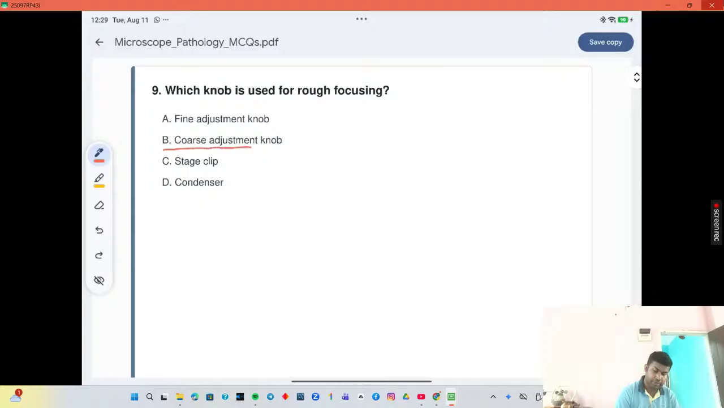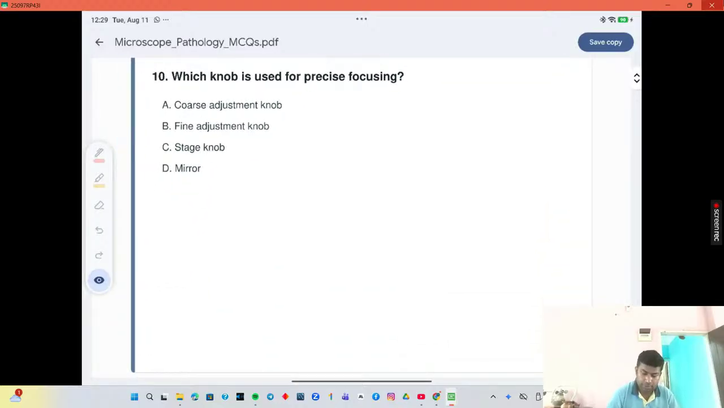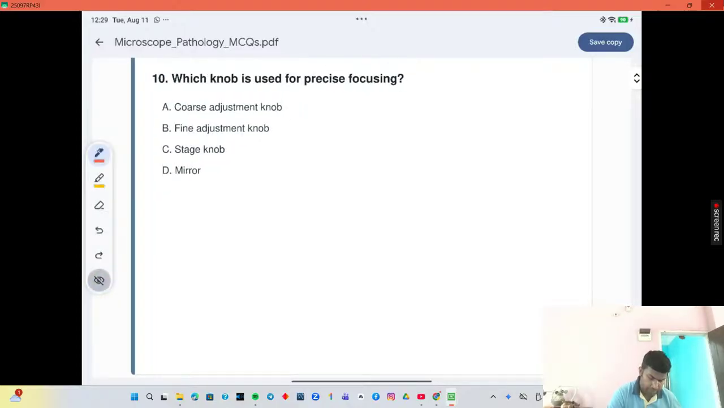For rough adjusting of the microscope, we use the coarse adjustment knob. The next question is which knob is used for precise focusing? For precise focusing, we use the fine adjustment knob. The answer to this question will be B.